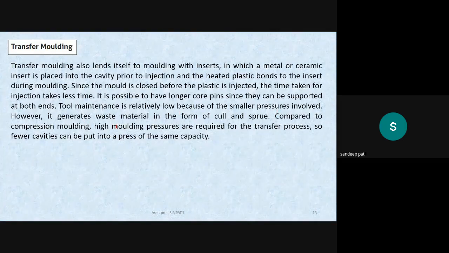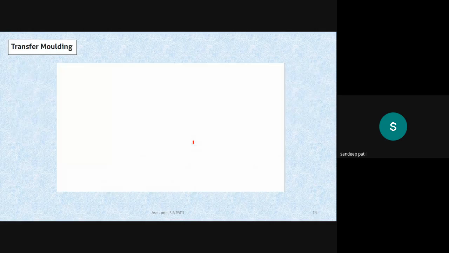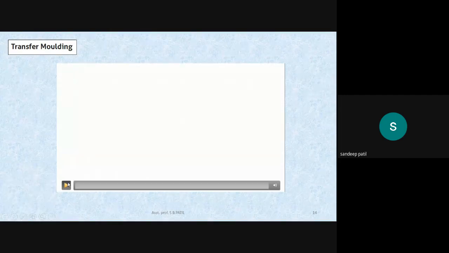It generates waste material in the form of cull and sprue. These are the waste materials that we have seen. And compared to compression molding, high molding pressures are required for the transfer process, so fewer cavities can be put into a press of the same capacity. So let us see the video regarding transfer molding.